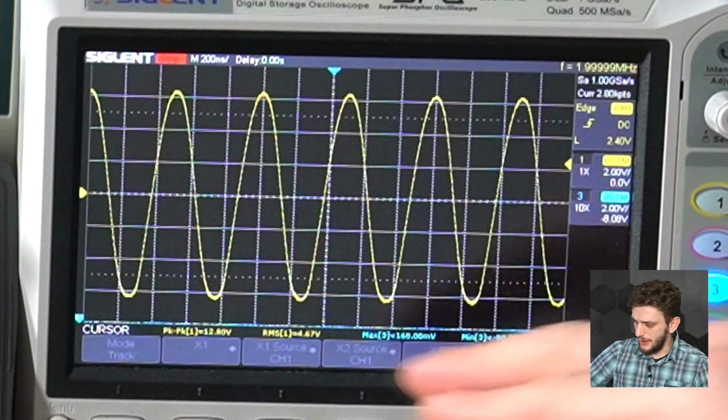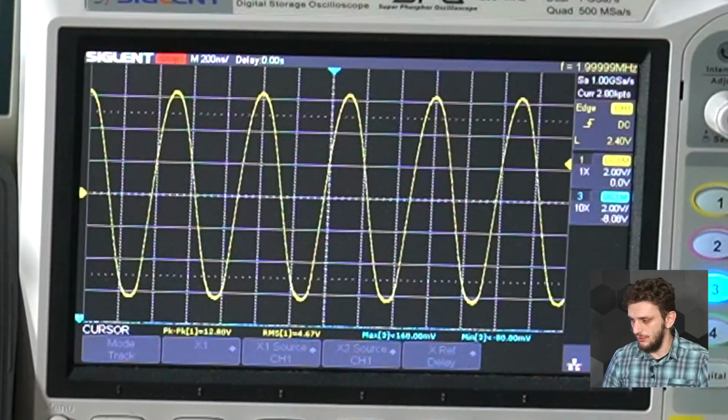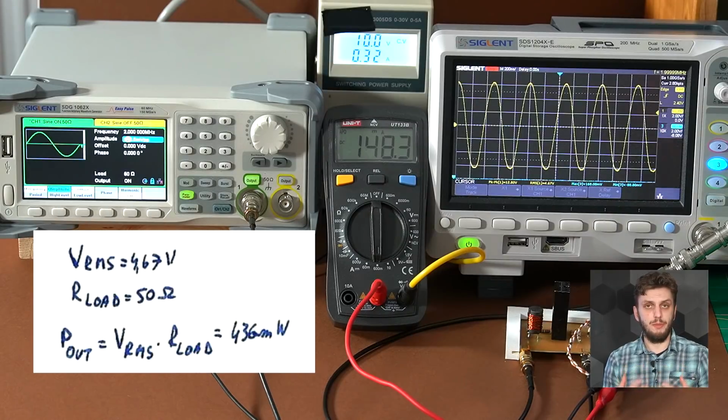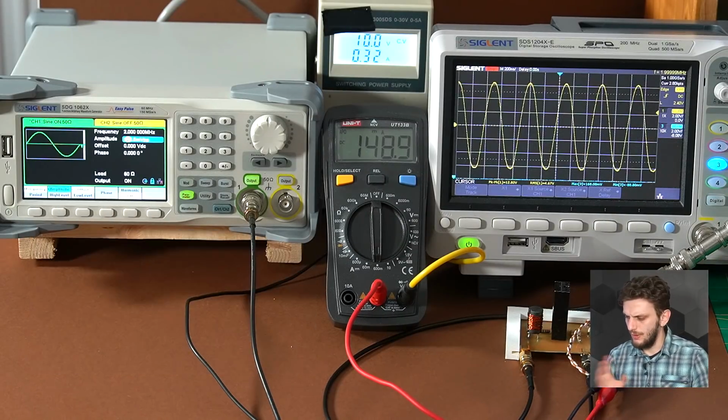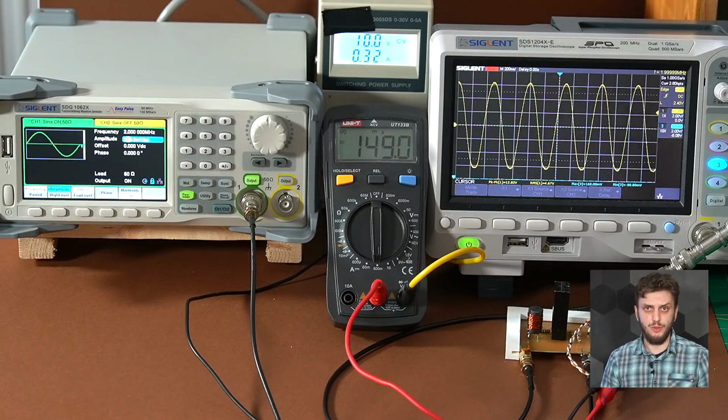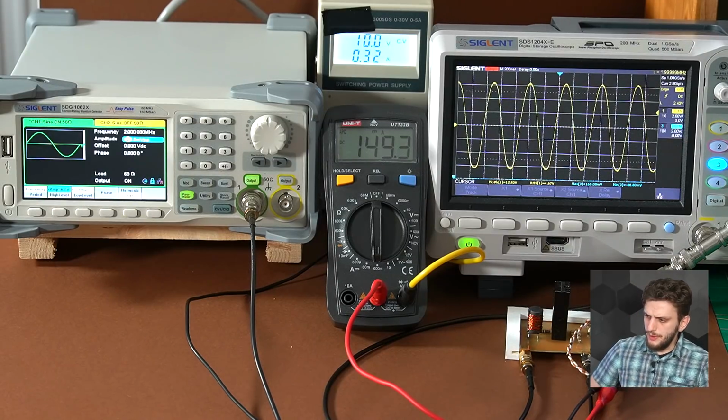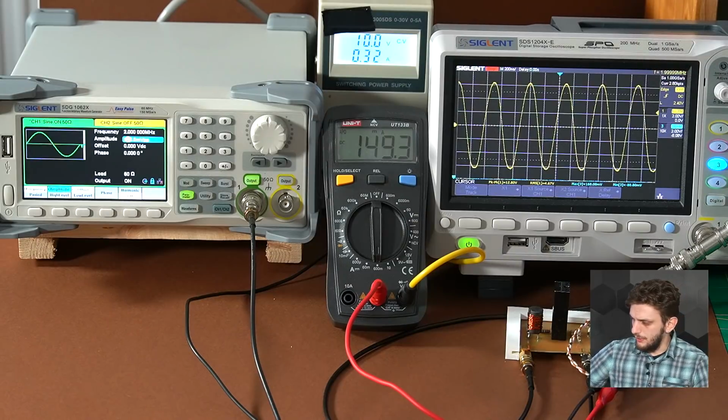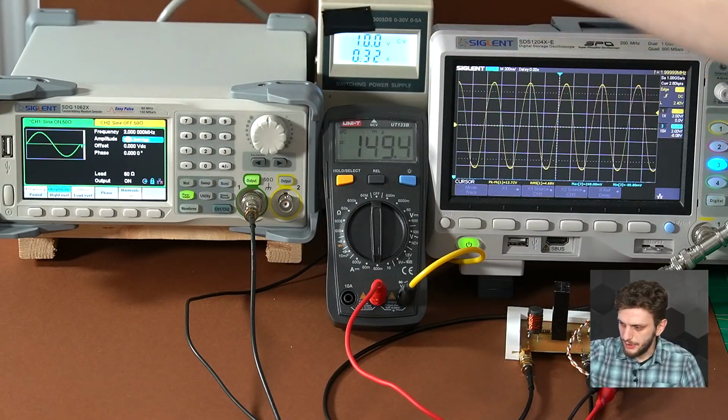At the moment we're getting 4.67 volts RMS onto the 50 ohm load, and this is giving us a power of 436 milliwatts. Now the first observation to make about this is that if you want to make an amplifier for half a watt, design it for a bit more. Otherwise, you might run into distortions and other problems. Anyway, the signal we are looking at is running at 2 MHz.